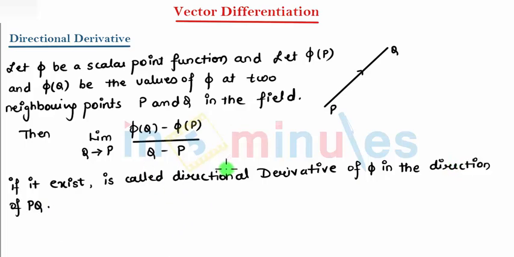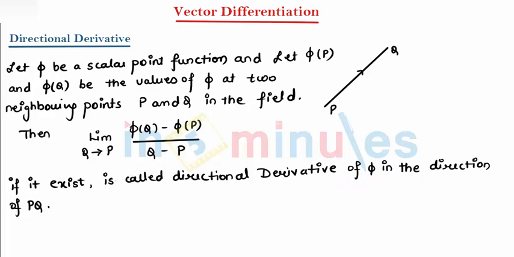Now students, let's consider we have phi that is a scalar point function, and phi of p, that is function at p, and function at q, be the values of phi at two neighboring points p and q. So limit q tends to p, that is, the point q tending towards p, phi of q minus phi of p divided by q minus p. So this is nothing but a formula of derivative. If it exists, if you get a value for this, then we say that it is a directional derivative of phi in the direction of pq vector.